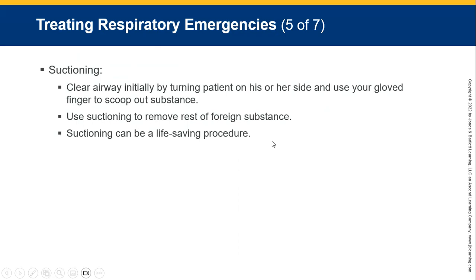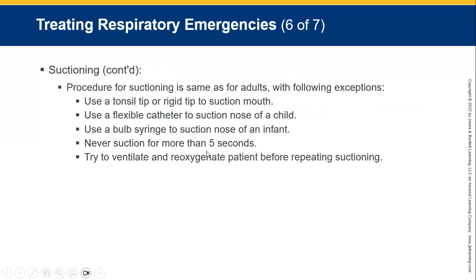Remember, with an infant, maximum 5 seconds. With a child, maximum 10 seconds. With an adult, maximum 15 seconds. Only suction what you can see. Never force a tube down the patient's throat, and beware of stimulating the gag reflex. Use a tonsil tip or rigid tip to suction the mouth. Use a flexible catheter to suction the child's nose. Okay, try and ventilate or re-oxygenate the patient before repeating any suction again.